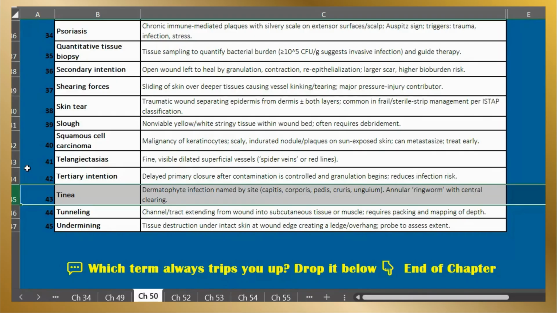So the key terms are tinea, a dermatophyte infection named by site: capitis, corporis. I should know this, I speak Latin. Capitis, pedis, cruris, unguium. Annular ringworm with central clearing. So tinea means like a tin can ring. It's like a ringworm.